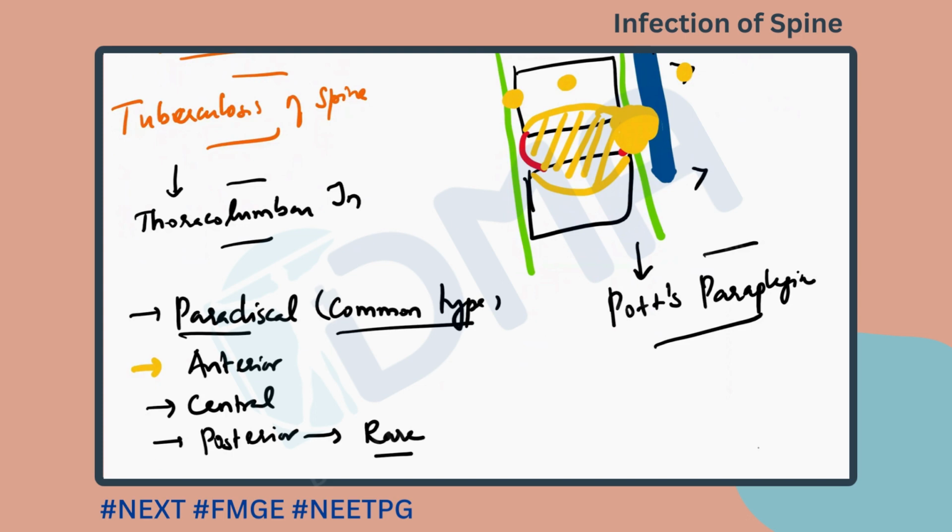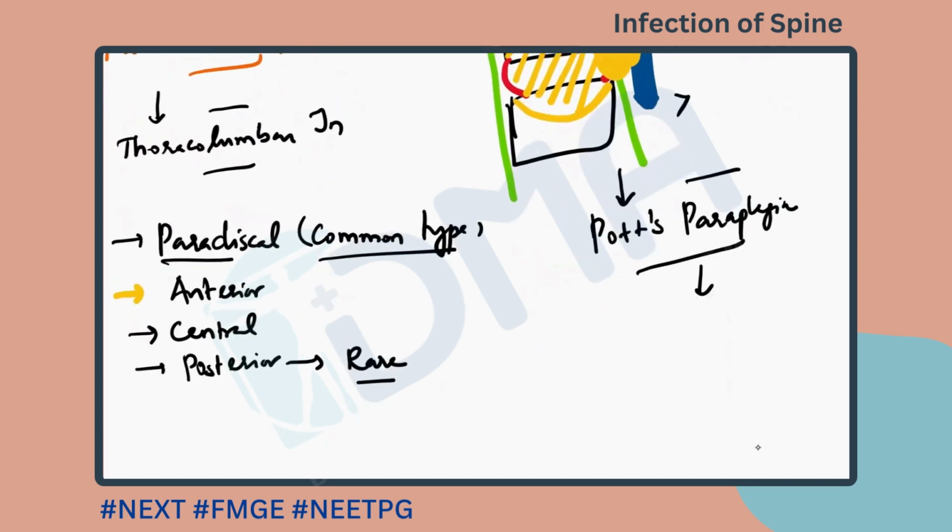What is called paraplegia? Inability or weakness or paralysis of both lower limbs is called paraplegia. If all the four limbs are paralyzed, what is that called? That is called quadriplegia. If only two limbs, that is the lower limbs, are paralyzed, then it is called paraplegia.